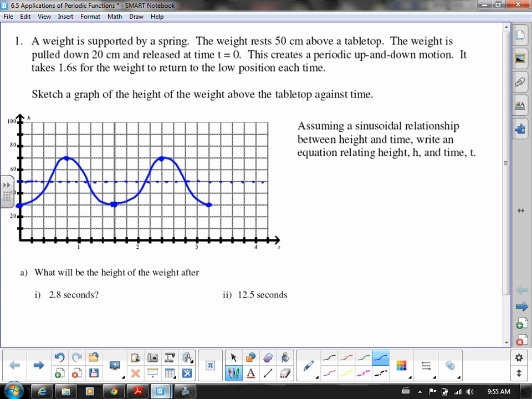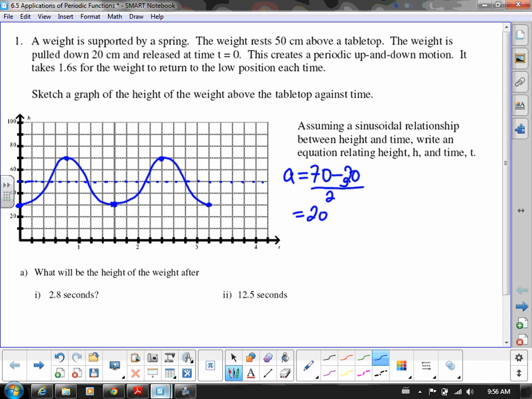Then you're being asked to write the equation relating height to time, so your y-axis to your x-axis. Now, in order to get the equation, it's really important that we know what our amplitude is. And as stated in the lesson previous, the amplitude is always equal to the maximum value, which in this case is 70, minus the minimum value, divided by 2. So our amplitude works out to give, sorry, this value right here should be 30, not 20. 40 divided by 2, which is 20. So we know our amplitude.